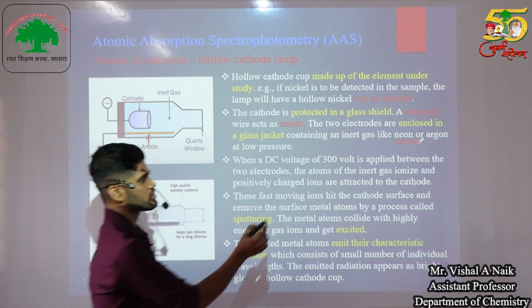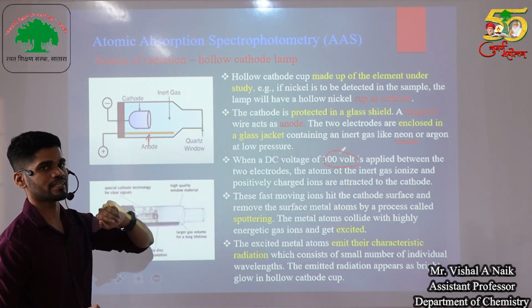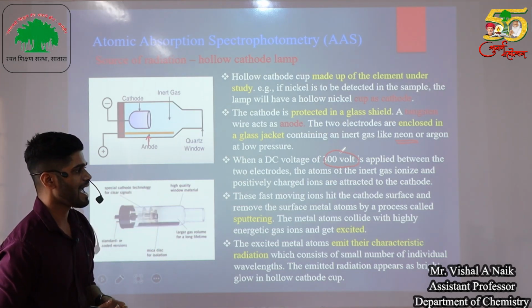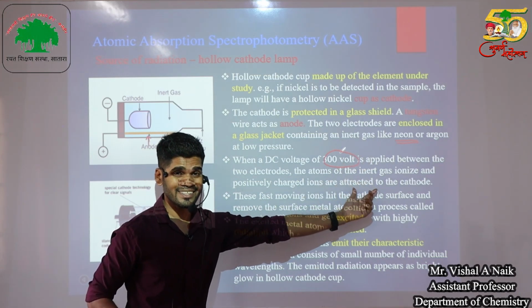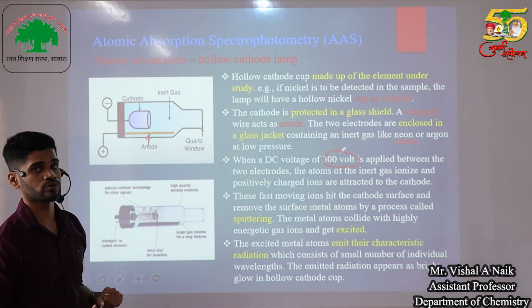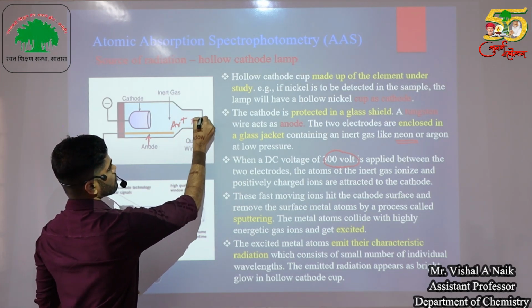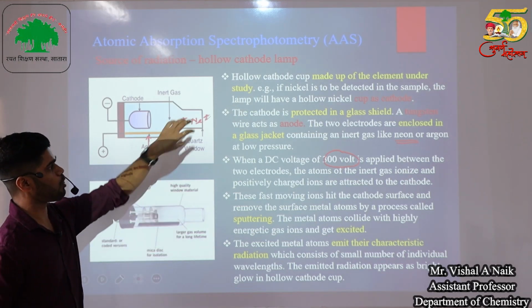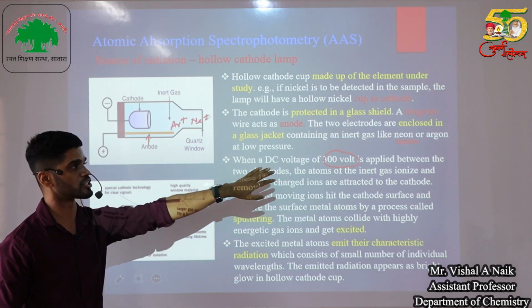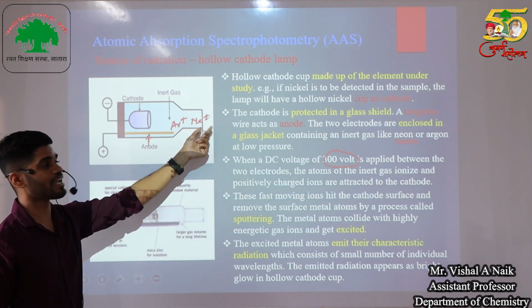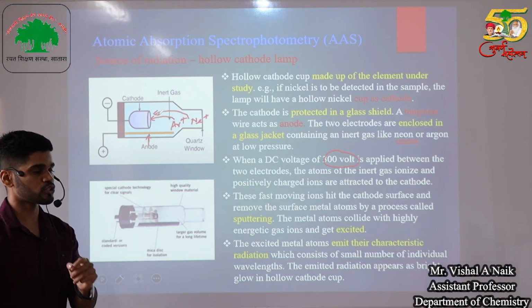So when we apply 300 volts through this cathode and anode, the inert gas, that is neon or argon, actually ionizes, and positively charged argon or neon ions are formed and attracted towards this cathode. Okay, so this is the most important point.